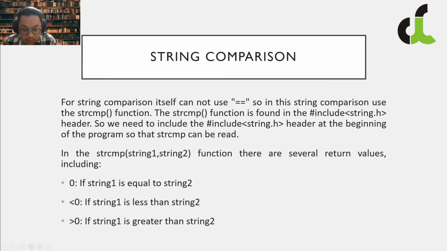Furthermore, in strcmp with string1 and string2 as the comparison, there are several return values: 0 if string1 is equal to string2, lower than 0 if string1 is less than string2, and above 0 if string1 is greater than string2.